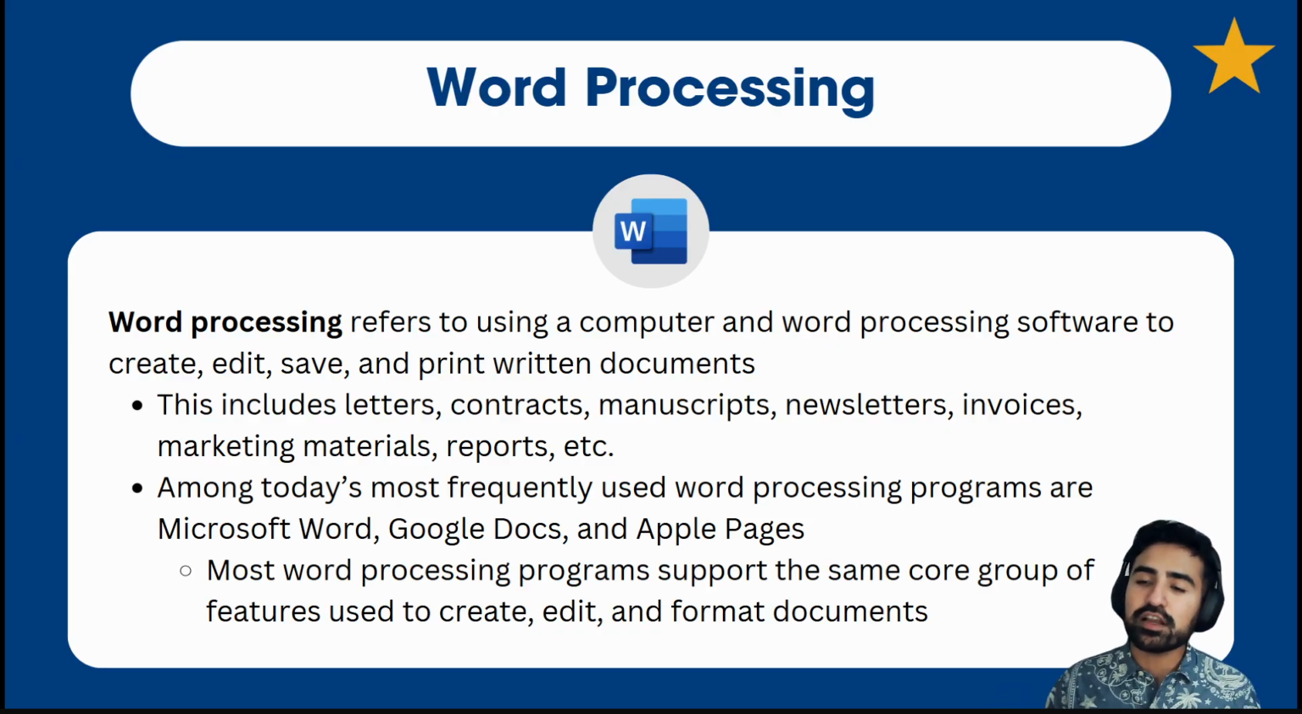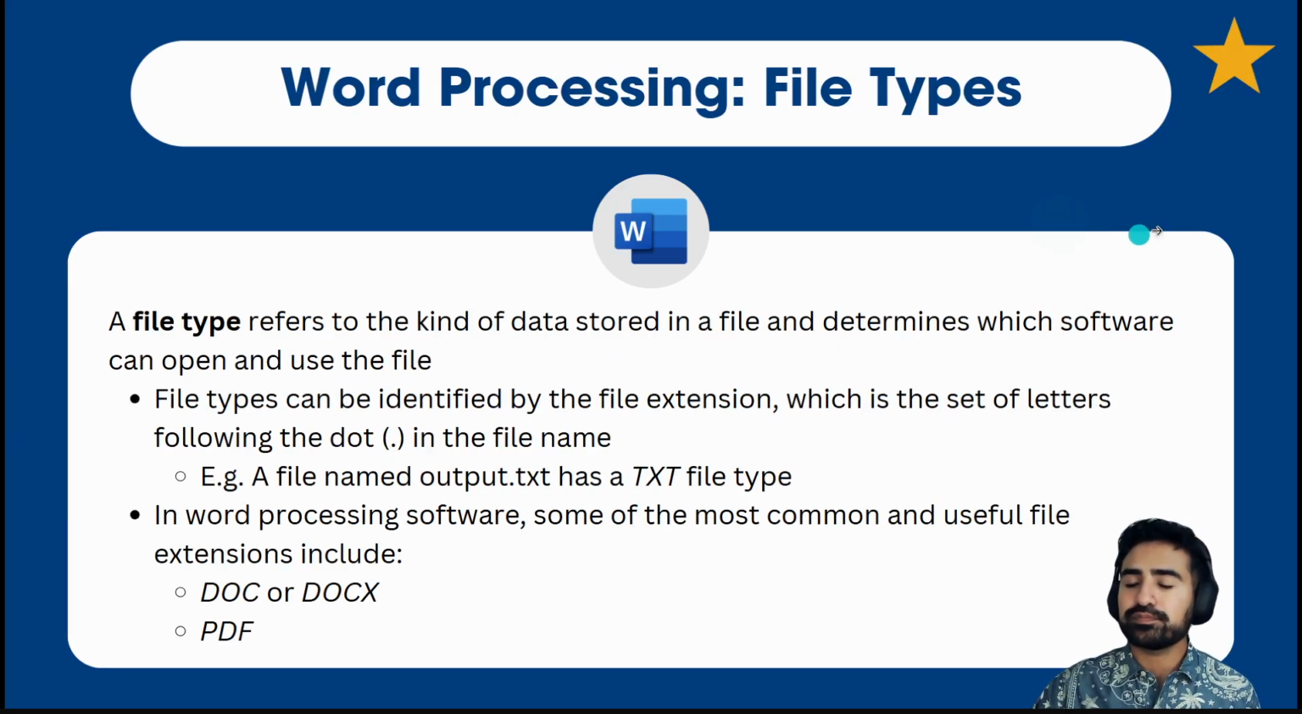Typically, we're talking about text documents, but of course, as we'll learn in the demo, you can add different types of media such as pictures, links, all sorts of things. Some of the documents you might create using word processing software include letters, contracts, invoices, marketing materials, and so forth. Some of the most popular examples of this software are Microsoft Word, Google Docs, and Apple Pages if you're on macOS. They all do the same thing: create, edit, and format these documents.